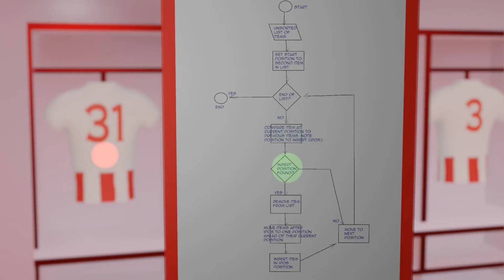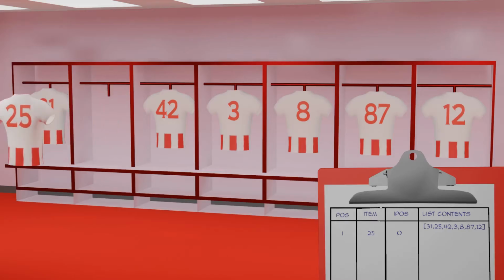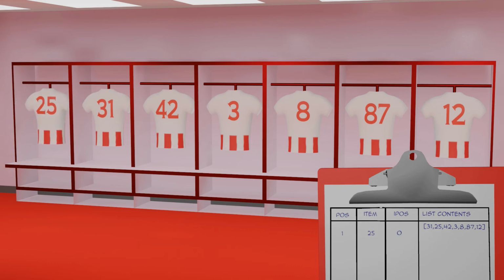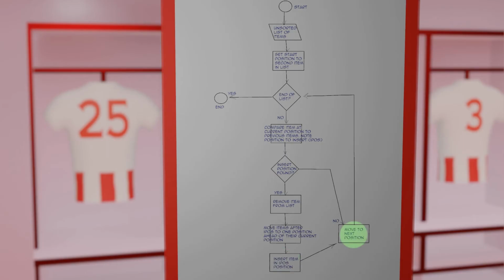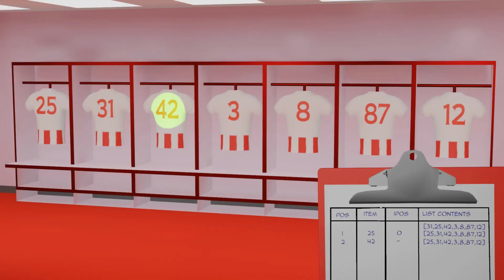The insertion point has been found, so we remove shirt 25, shift all of the shirts to the left of the insertion point along by 1, and then insert it into position. We then move our position to the next shirt, 42, and repeat the process.